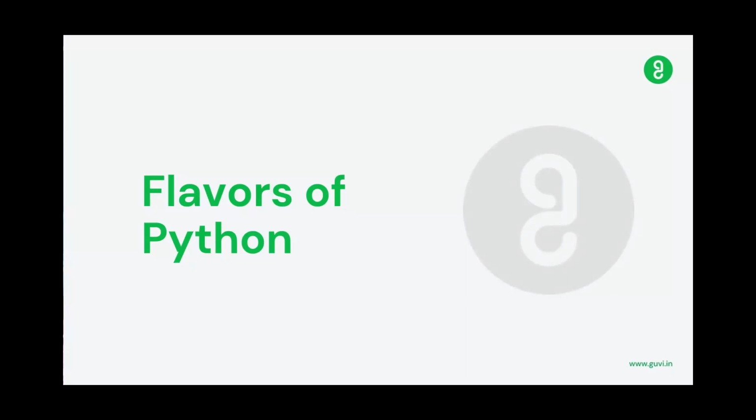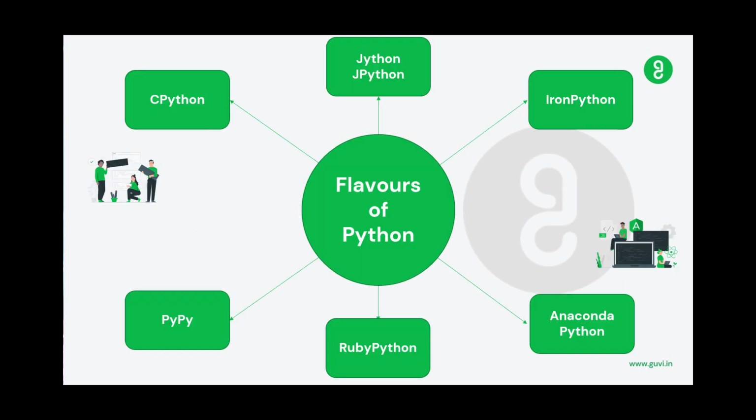Hi, welcome back. So, in this session, we're going to start by having a discussion about the flavors of Python. In Python, flavors typically refers to different versions or implementations of the language. Each flavor has its own unique features and characteristics, but they all share the same core language and can run the same Python code. So, let's talk about the different flavors in Python.